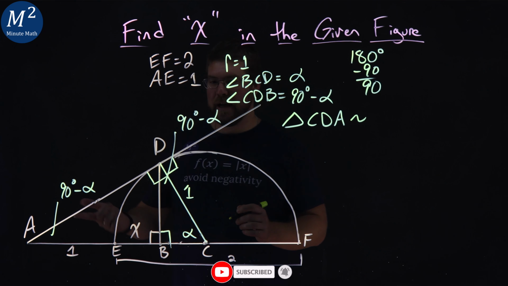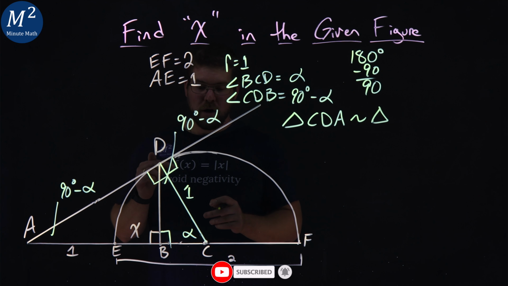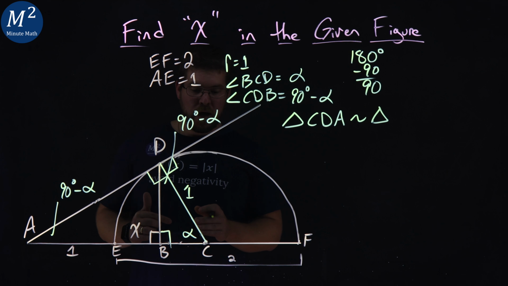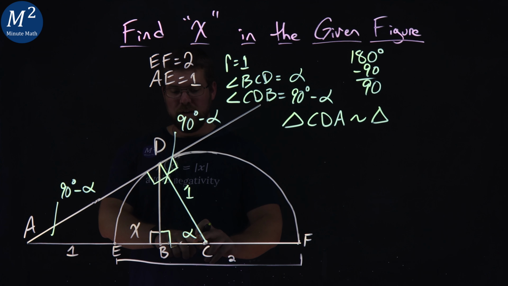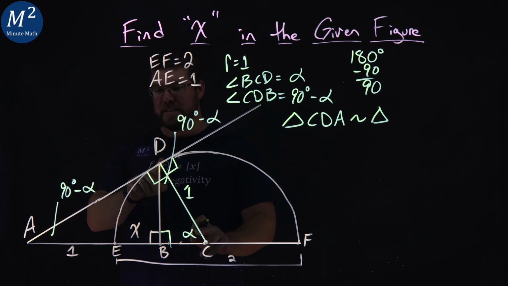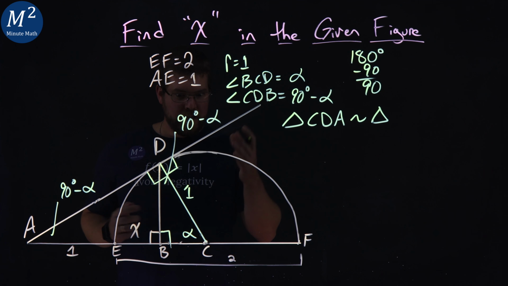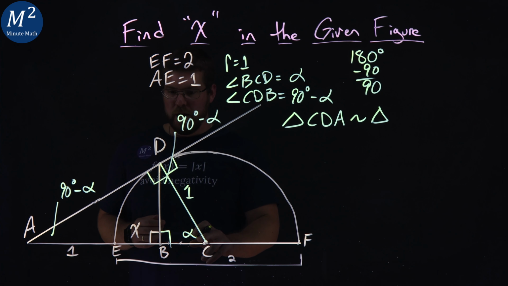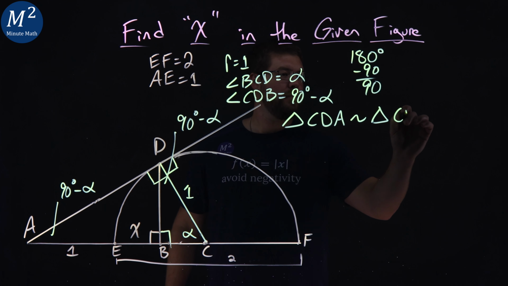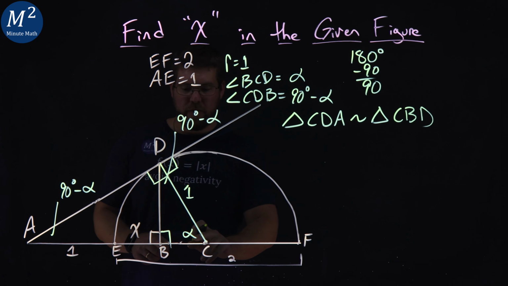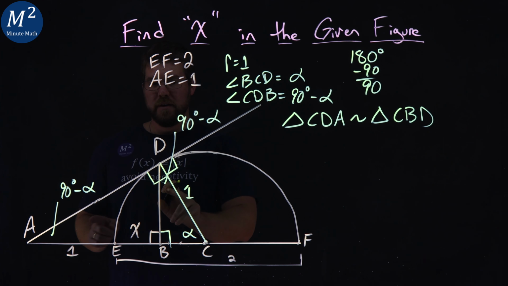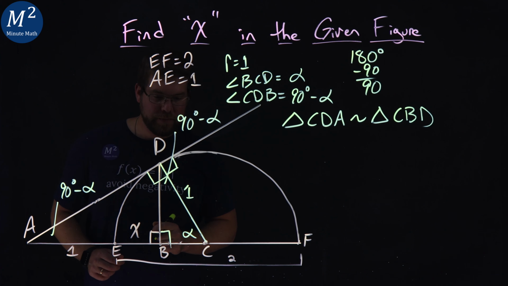I'm going to say CDA is going to be similar to our other triangle. Let's make sure I keep everything in line here, okay? For CDA, it goes from the alpha angle to the right angle to the 90 minus the alpha. So the other triangle, keeping everything in order, would be CBD: alpha to the right angle down to the 90 minus alpha, okay?